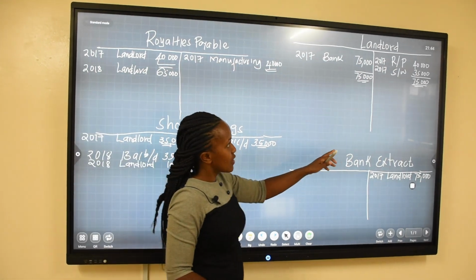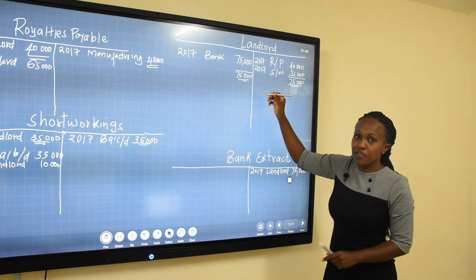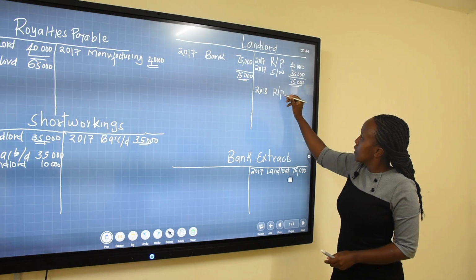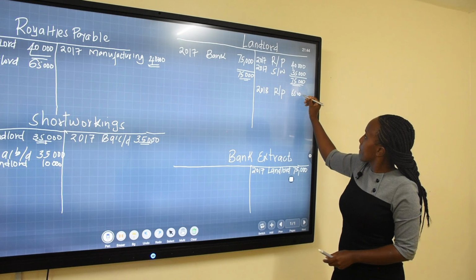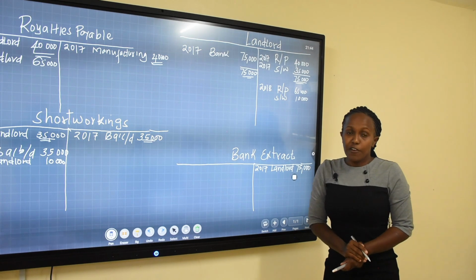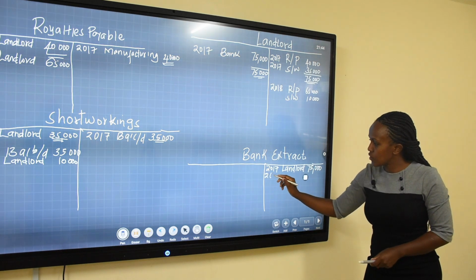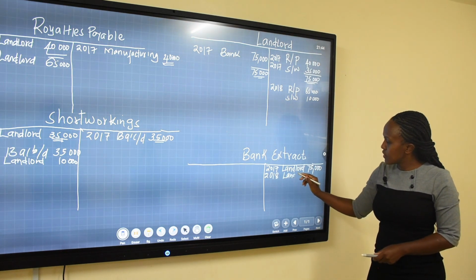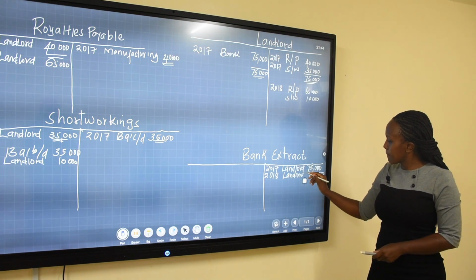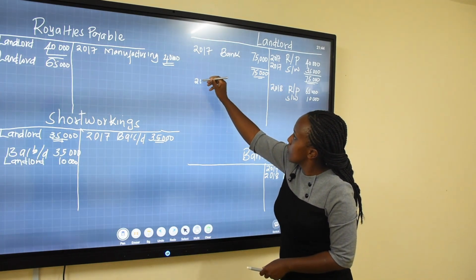So again in 2018 here, the landlord expects us from our own pocket to also add 10,000. Because he's going to receive 65 plus 10, which is 75. When we come here now to the landlord's account, we can finish those two debits into credits here. Remember, every account has to have a debit and a credit. So in 2018, from the royalties payable, we have 65,000. And from the short working, we have 10,000. And therefore, we are going to pay the landlord 75,000. We come to the bank, we pay the landlord 75,000 and quickly again come to this account and finish the double entry by paying him.